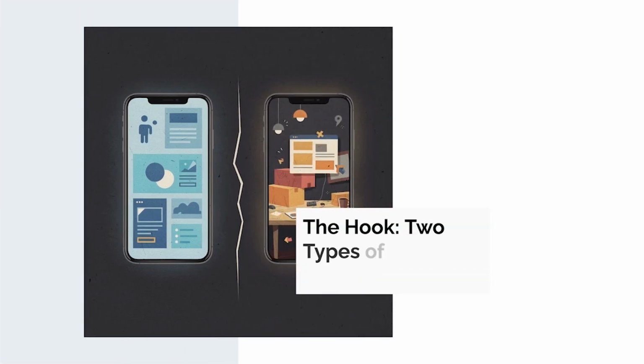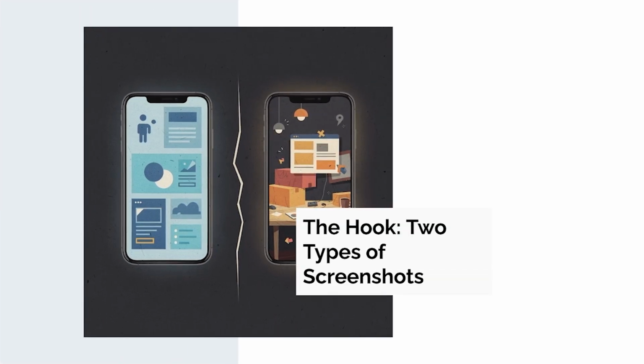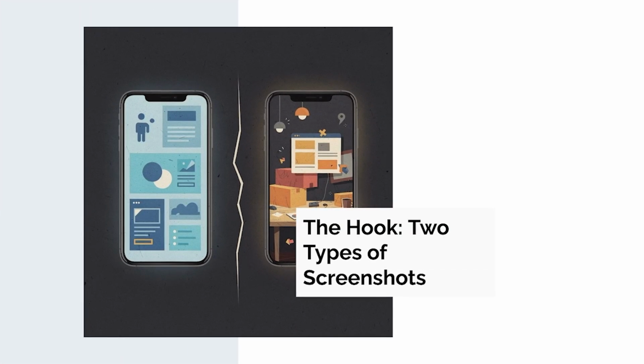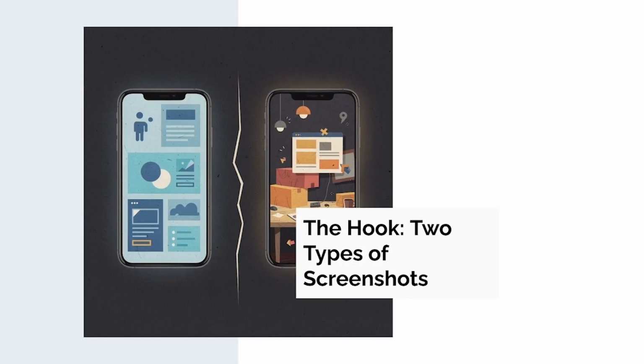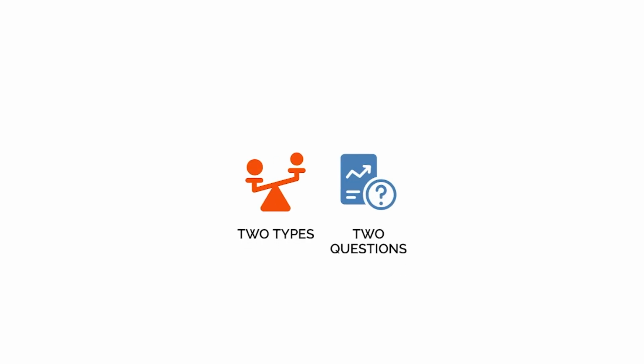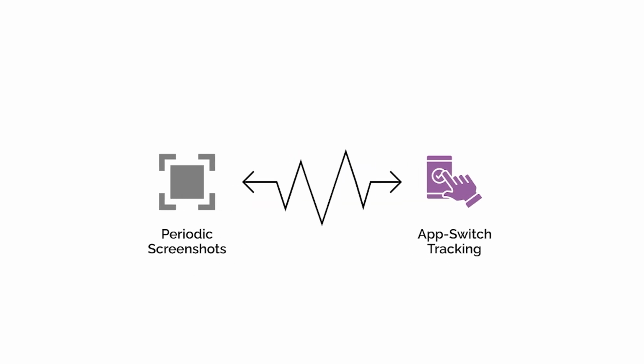Here's a question that changes how you think about remote work. Two types of screenshots. Two very different answers about what your team is actually doing. Two types, two questions. Let's break down exactly what sets them apart. Periodic screenshots ask what was on the screen, while app switch tracking asks how work actually flowed.